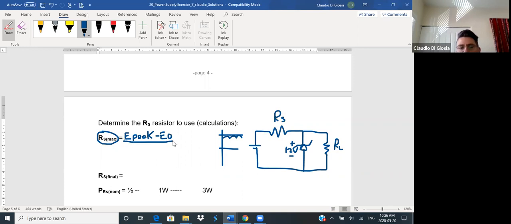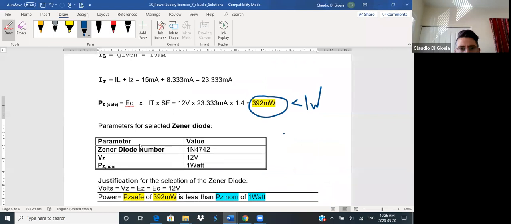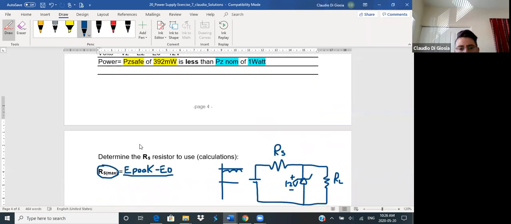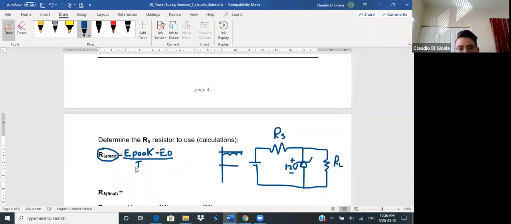And since we're looking for the resistor value, we're going to put over IT. We figured out IT before. IT was the current going through here. So if we have current IT and we have the voltage here, which we get by subtracting EO from E peak, that should give us a resistor value. So the E peak was 28.28 minus 12, 16.28.